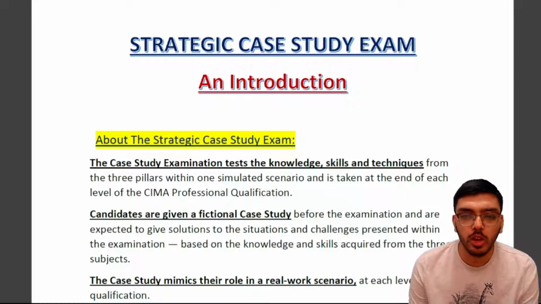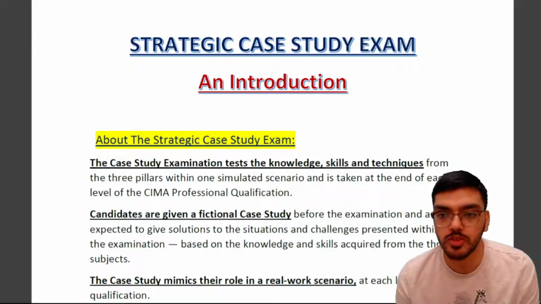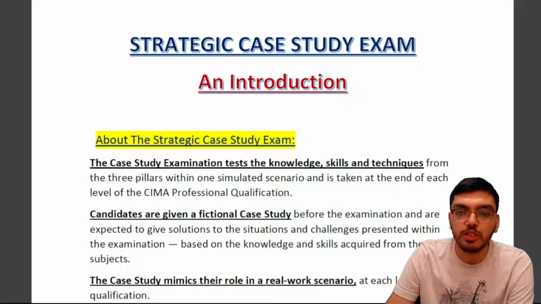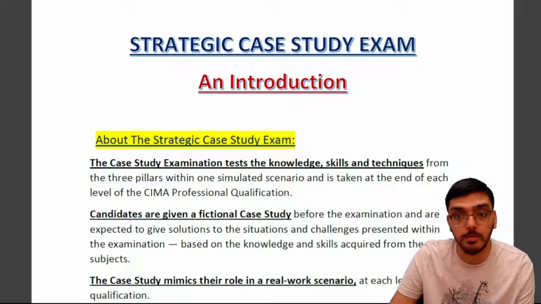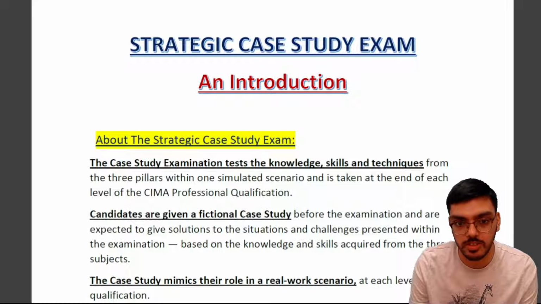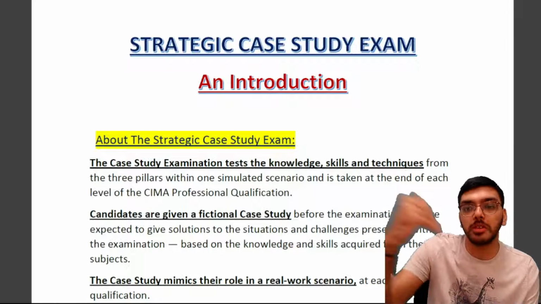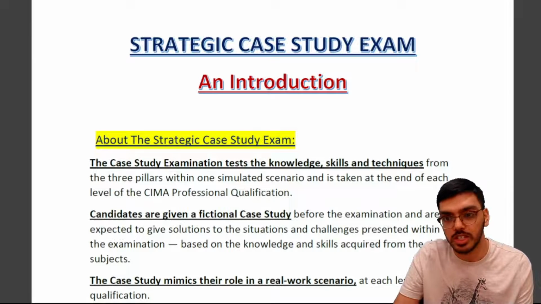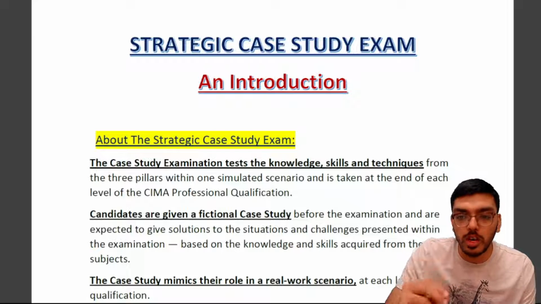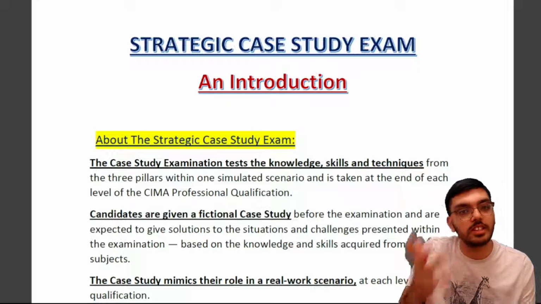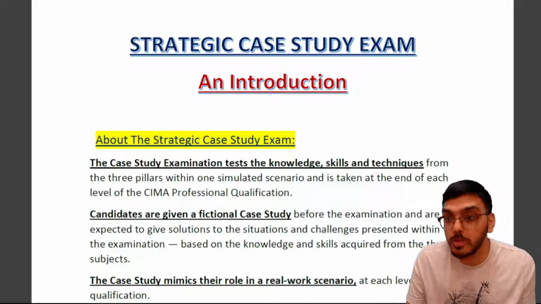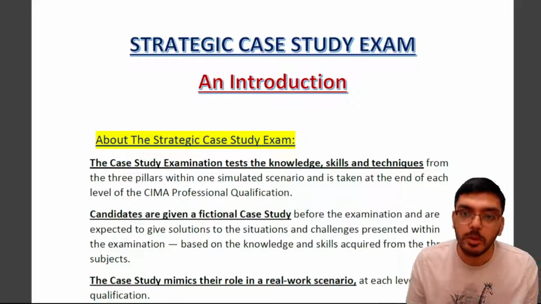Now we get a lot of students from the exemptions route who are coming directly to the strategic case study, or many students who are taking the case study exam for the first time, or have worked through the bottom pillars of CIMA and reached the strategic case study. In any case, knowing what the exam is, is the starting point. If you don't know what the exam is, how and what will you even study? So I welcome you to this video.